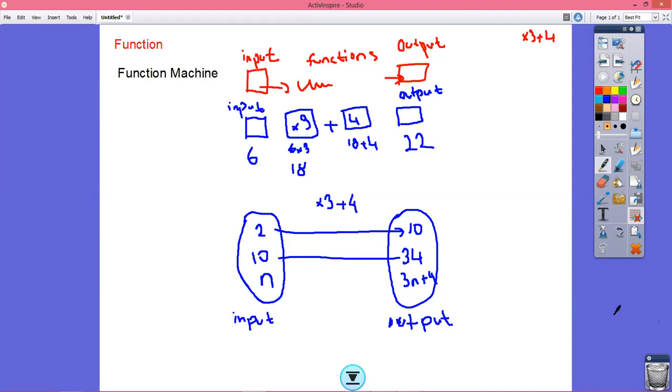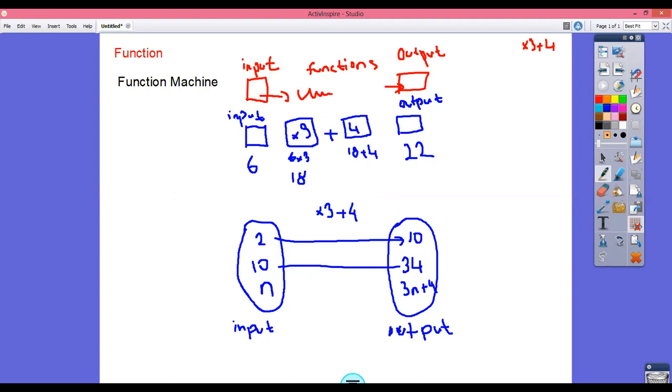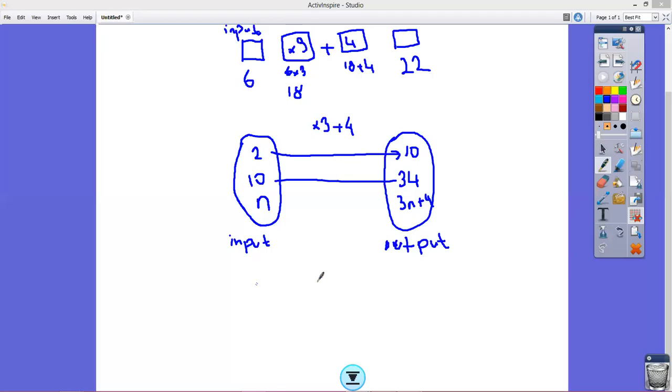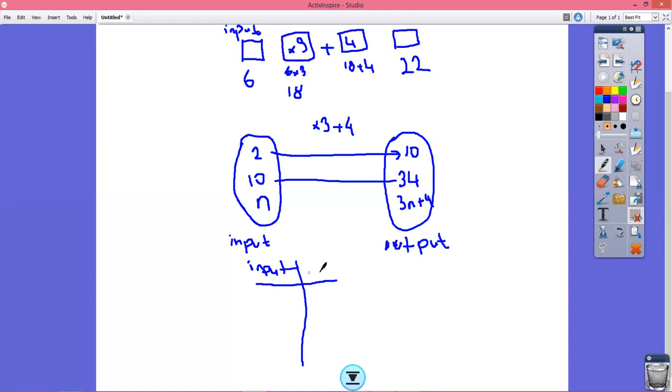Now what we can do, showing by the table, we can represent it in another way. Let's continue. Now here we can represent it in another way as an input and output table. It will be like this one. Here we are going to say input, and here we are going to say output.